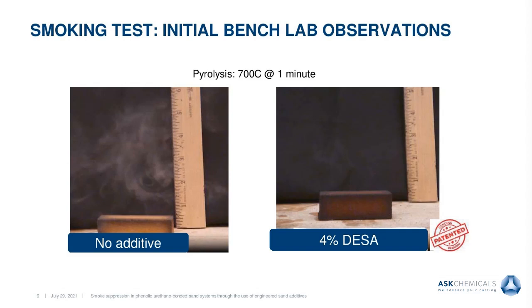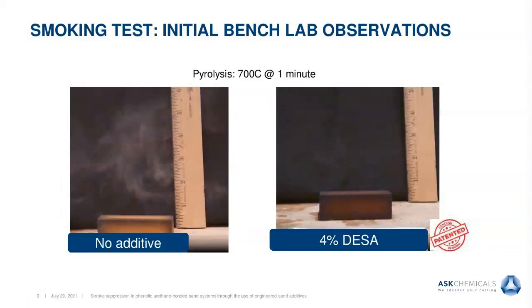Here's the first observation working with this engineered blend. If we want to look at how much smoke we are producing, the first experiment in the lab is to pyrolyze the cores. We use a muffle furnace. We place the cores at around 700, 750 Celsius for about a minute. Then you take that core and place it on a ceramic platform. As you can see on these two photos, which are from a video that we made.